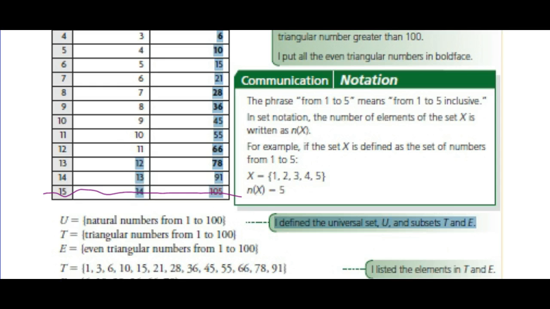So if I say the marks on the quizzes you wrote yesterday were from 0 to 4, right? That includes the 0 and that includes the 4. For example, the set X is defined as the numbers from 1 to 5. X is 1, 2, 3, 4, 5. The number of X, so this n(X), number of elements in set X, and these guys are parentheses, is 5.